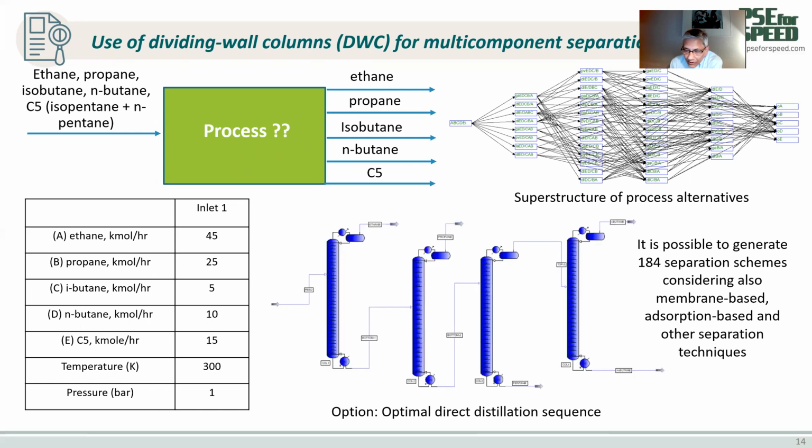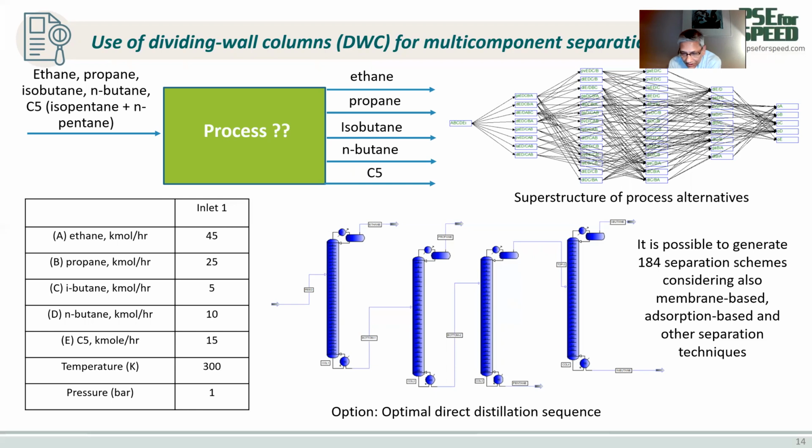One of them involving only distillation is the one that you see here, simulated with Pro2 and optimized with respect to the cost. And it turns out that if we first take out ethane, then propane, then at the bottom on the third column the C5, and the last column the C4s, that is the best sequence for simple conventional distillation columns. So the most difficult separation last, the easiest separation first.